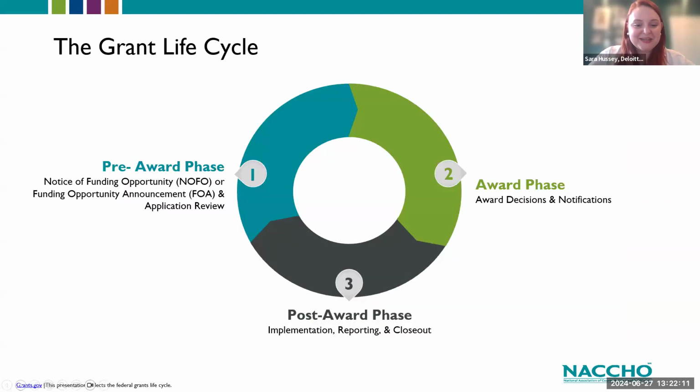All right, next slide, please. Now, the overarching grant life cycle is very simple and also very complex. So we're going to talk about the very simple version. In the pre-award phase, that is where a program is deciding what is it that we want to fund? How do we want to structure that funding? What are those activities? What are those performance measures?